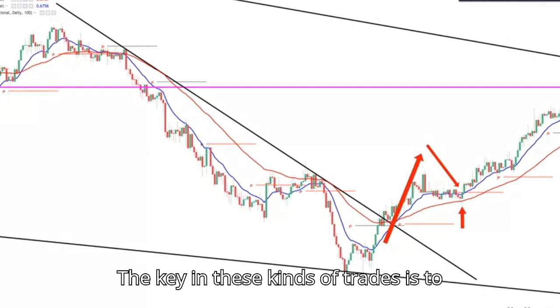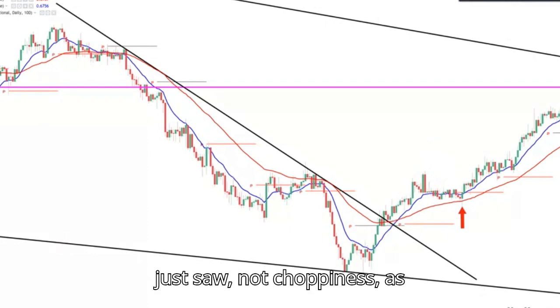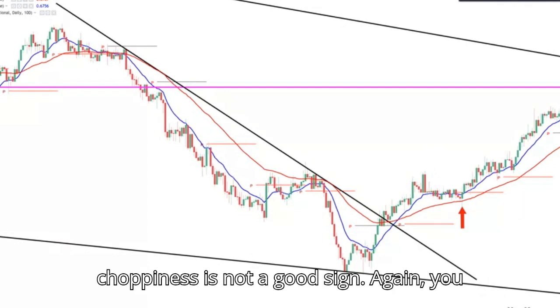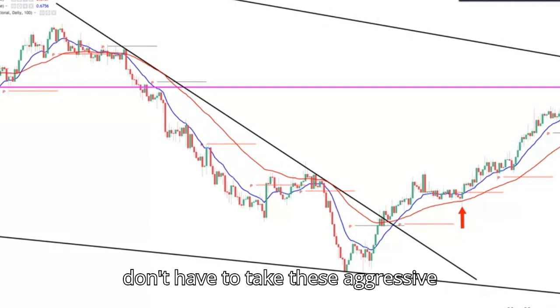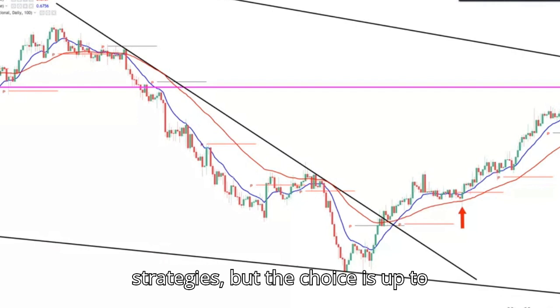The key in these kinds of trades is to look for smooth price action, like you just saw, not choppiness, as choppiness is not a good sign. Again, you don't have to take these aggressive methods as they fall outside of our core strategies, but the choice is up to you.